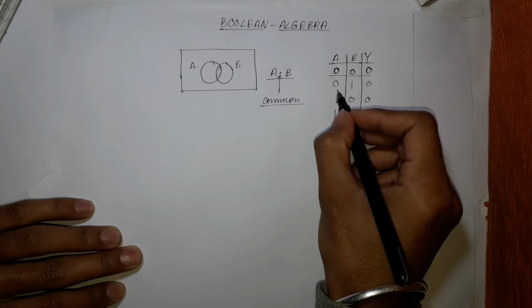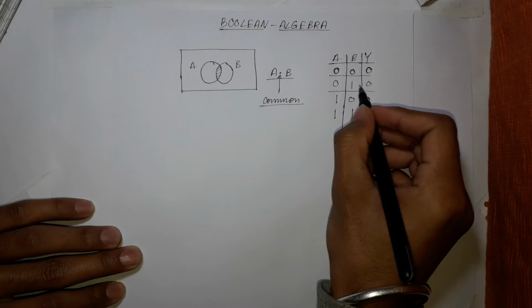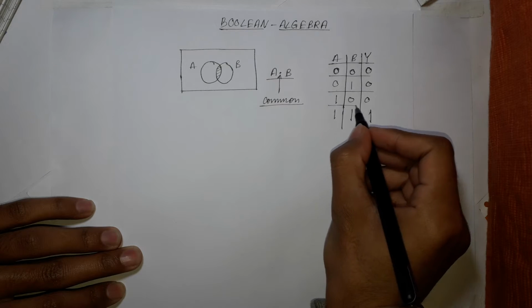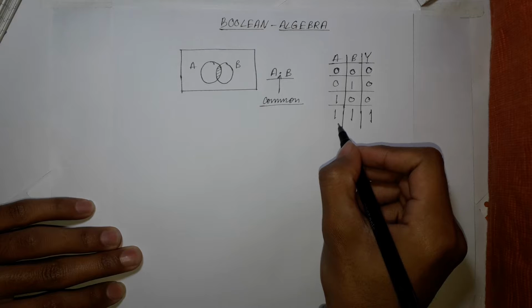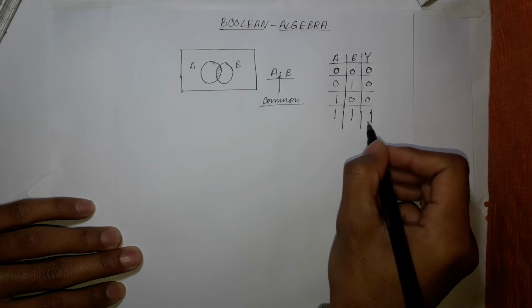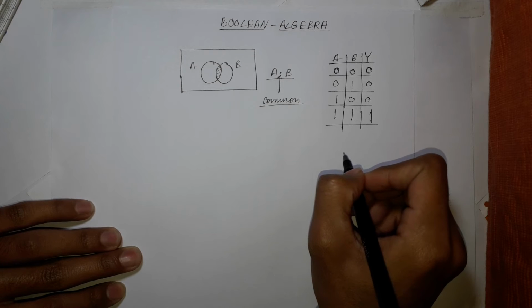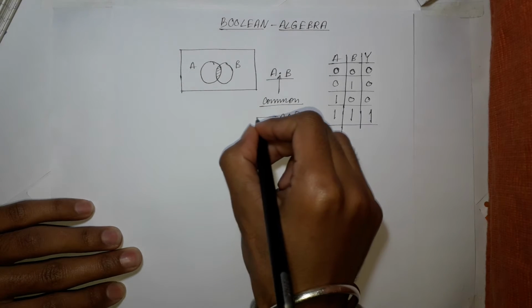Now what is common between 0 and 1? 0 is the only thing that is common between these two inputs. So the output is 0. What is common between 1 and 0? 0 is the only thing that is common. So the output is 0. Now what is common between 1 and 1? 1 is common, so the output is 1. So this was a verification of our AND gate using this Venn diagram.